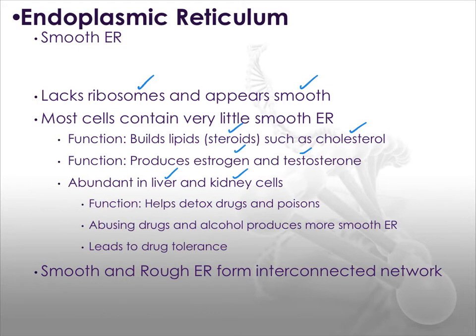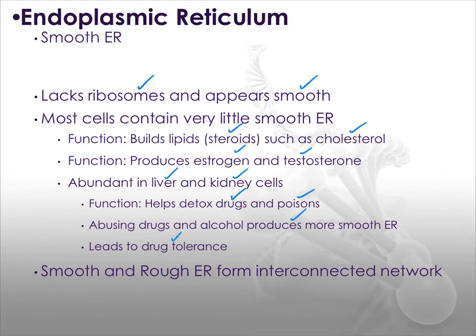There, in particular, their job is to help detox drugs and poisons. So things that go into your system that your body doesn't like, that it needs to metabolize and get rid of. You're going to have lots of smooth endoplasmic reticulum in those particular locations, liver and kidneys. If you are constantly having to detox these drugs out of your system, so if you were abusing drugs and alcohol, those cells produce more smooth endoplasmic reticulum to help combat that high intake of toxins.